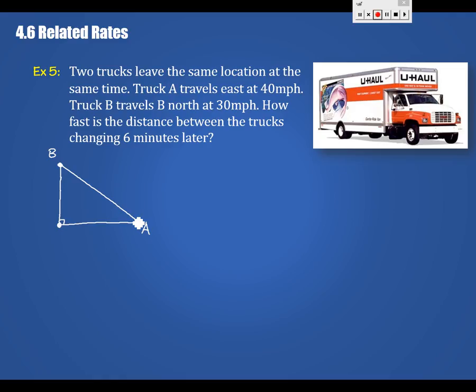Maybe think hard about that. 6 minutes is kind of convenient, though, isn't it? That's 1/10 of an hour. So 1/10 of an hour, 40 miles per hour. How far do you go?